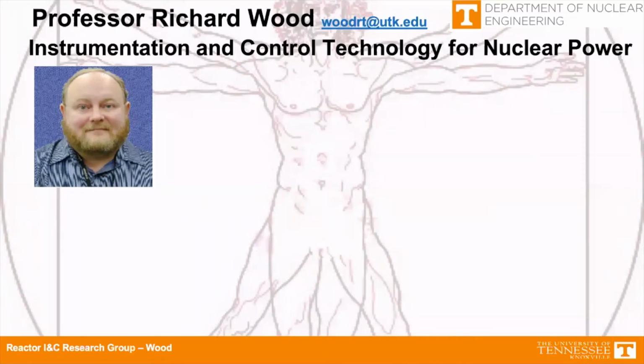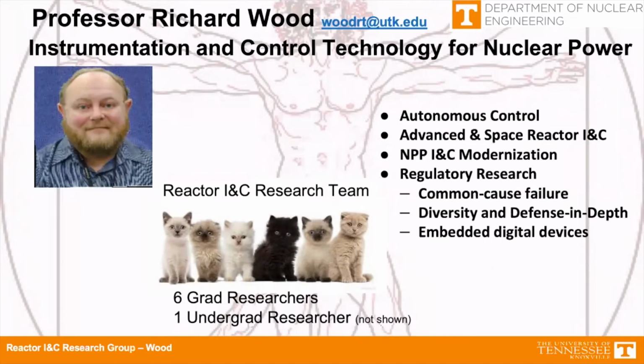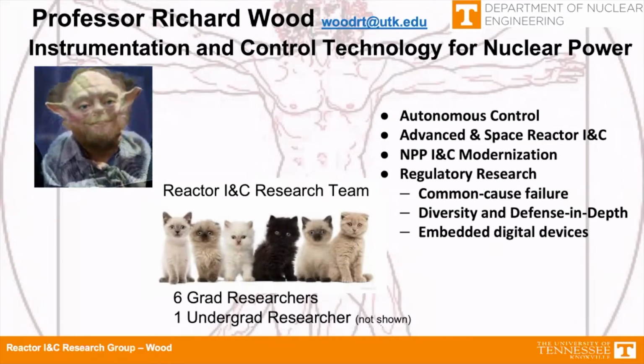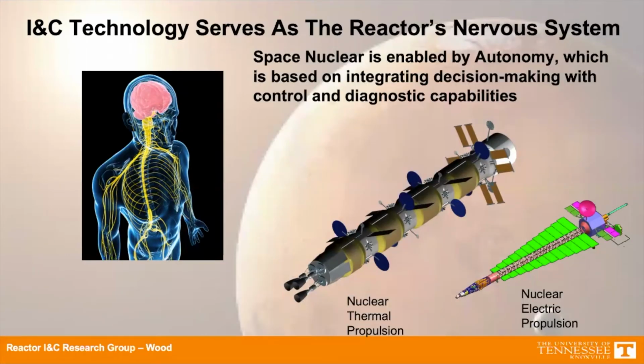I lead research on instrumentation and control technology for nuclear power plants. I have a research team of 6 graduate students and 1 undergraduate student. The topical areas in which we conduct our research are autonomous control for reactor operation, advanced and space reactor I&C systems, I&C modernization at terrestrial nuclear power plants, and regulatory research into key issues. Basically, my research deals with what's effectively the nervous system of a nuclear power plant.